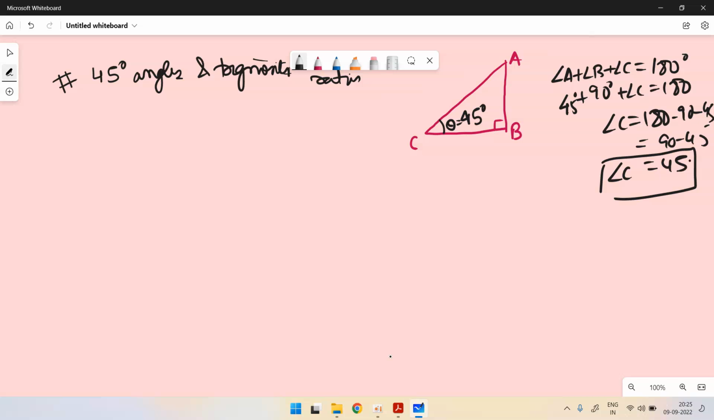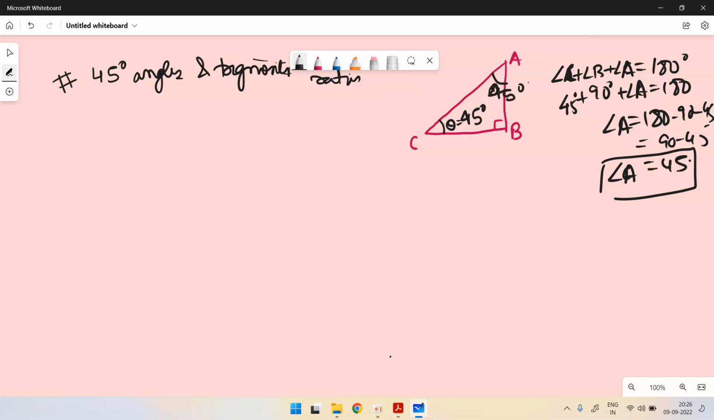Sorry, this angle is A instead of C. Let me suppose this is angle C and this is angle A. I need to calculate the value of this angle, so I am writing like this. This A. So angle A is 45 degrees. Now angle C and angle A both are 45 degrees.